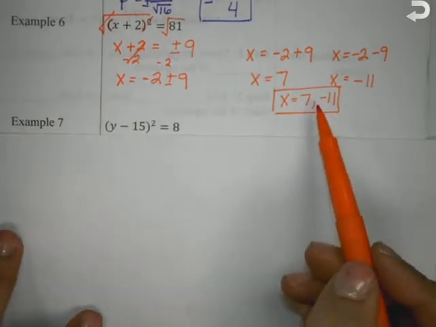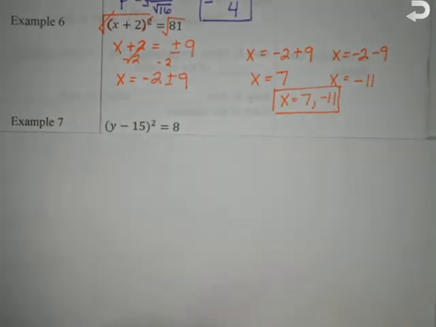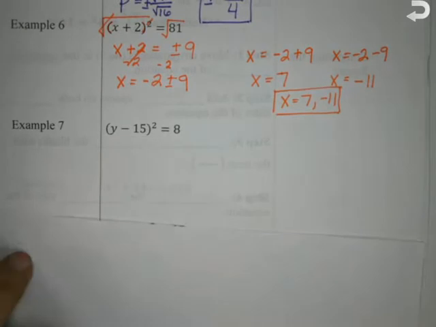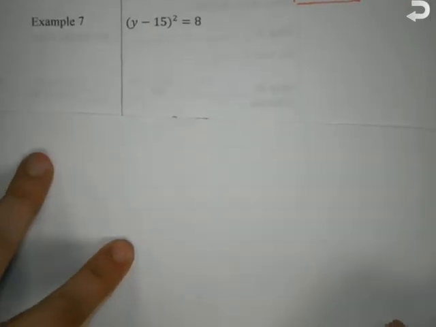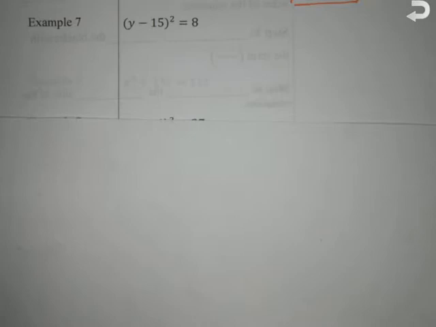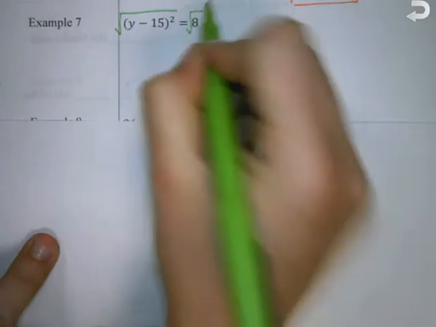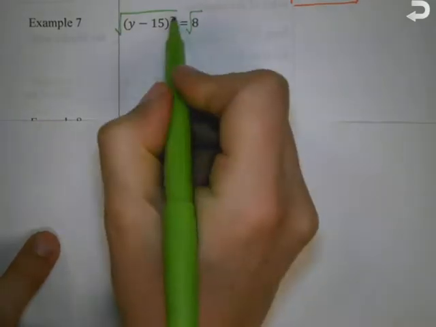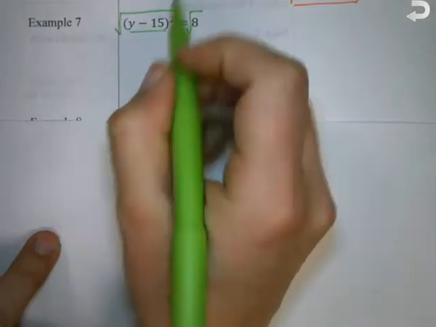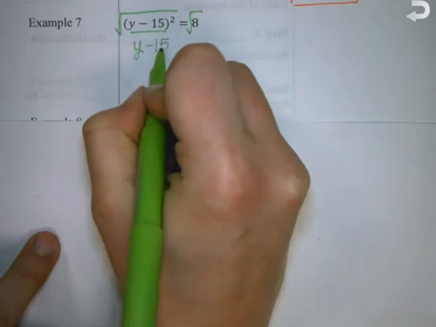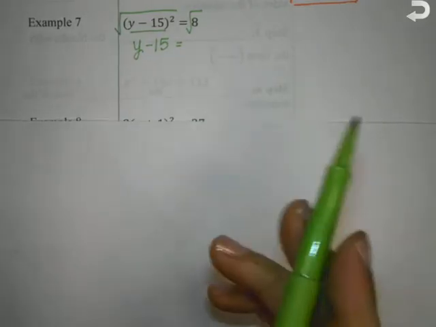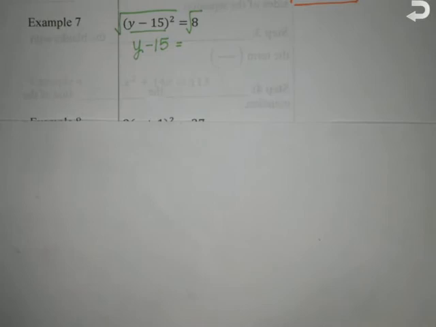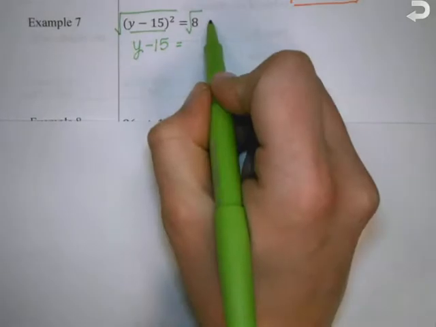Let's try another one. Example 7. y minus 15 squared equals 8. Is the squared term by itself? Yes, it is. So let's take the square root of both sides. Those cancel, so I'm just left with what's inside the parentheses, which is y minus 15 equals. Can I take the square root of 8? No. Can I simplify the square root of 8? Yeah, 4 times 2. That's the same as the square root of 4 times 2, and the square root of 4 is?